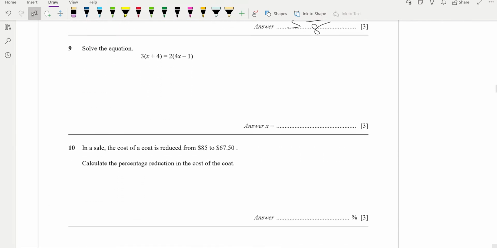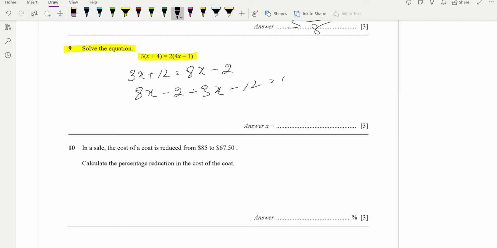Question number 9 says solve the equation, and this is the equation given. We can solve it as this will be multiplied. So 3x plus 12 is equal to 8x minus 2, and we can shift these terms to the other side, and we can write it as 8x minus 2 plus minus 3x and minus 12 is equal to 0. So 8 minus 3 will be 5x, and minus 12 minus 2 will be 14, so is equal to 0.